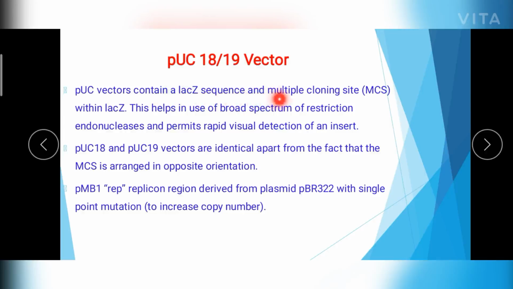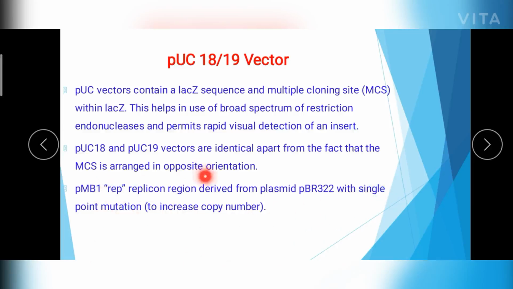And the marker genes which are present in the pUC vector are the LacZ sequence, and it has nearly 13 restriction enzyme unique sites present in the polylinker region. It also has a broad host range spectrum, so you can use this vector in different types of host cells. The other thing to be noted is the origin of replication.